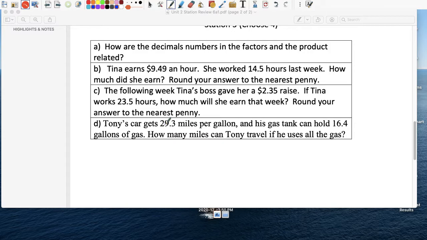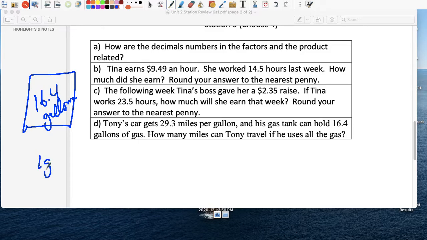Tony's car gets 29.3 miles per gallon. His gas tank can hold 16.4 gallons of gas. How many miles can Tony drive if he uses all the gas? So in his car, he has 16.4 gallons. Okay, so the tank is pretty full.